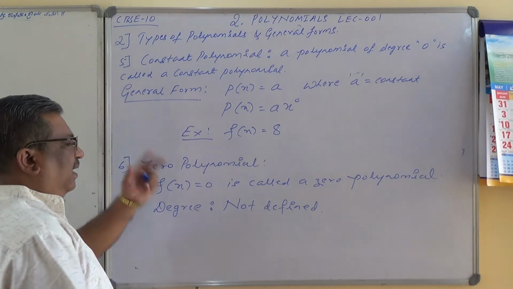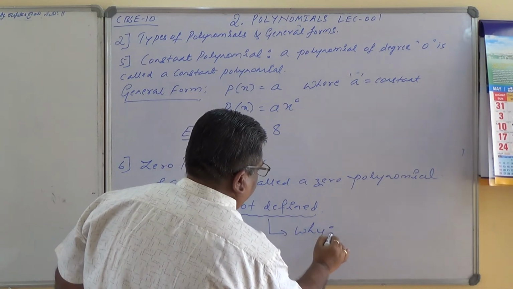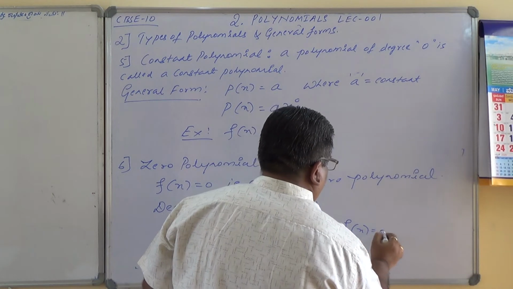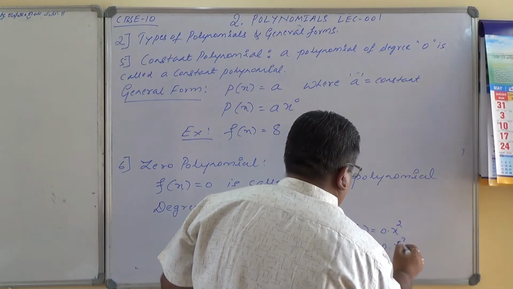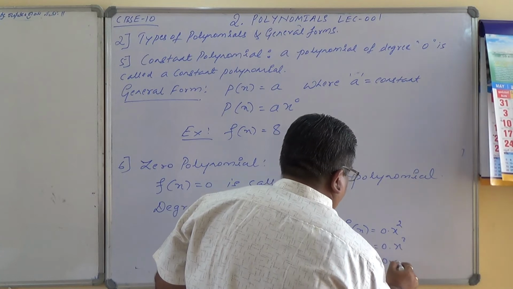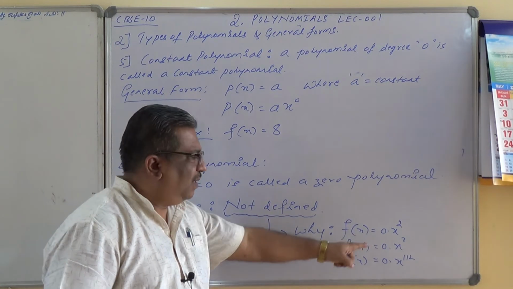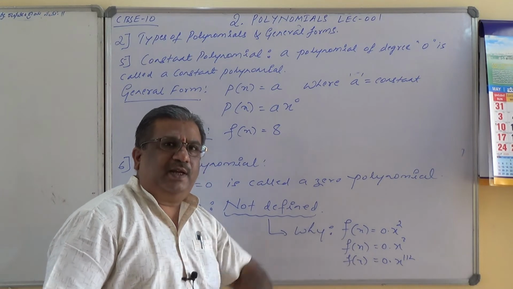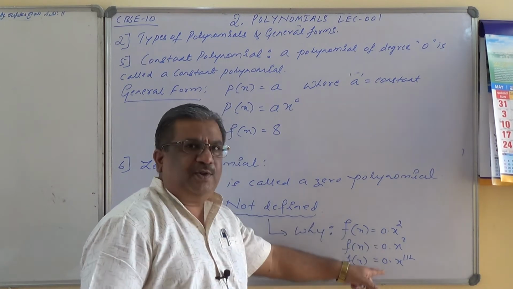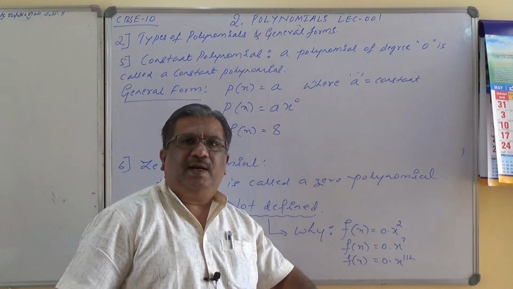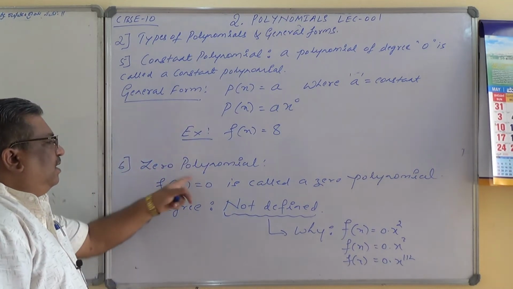Why not defined? You take any example over here. See here, f of x equals 0 into x to the power 2. F of x equals 0 into x cube. F of x equals 0 into x to the power 112. So all these are zero polynomials. Multiplied with 0, everywhere you get 0. What about the degree here? Can you say the degree is 2, 3, or 112? Never possible, because ultimately you end up with 0. And therefore the degree of the zero polynomial is not possible to ascertain. Hence the degree of the zero polynomial is not defined.